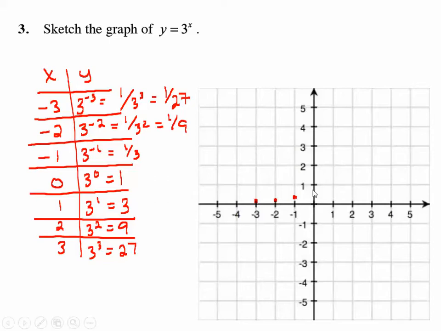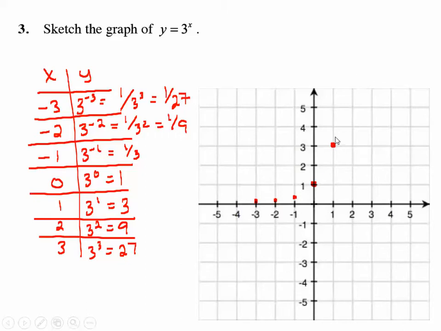Okay, 0 gives 1, that's the easy one. Finally some real numbers. So 1 gives 3, which goes up here. And 2 gives 9, whoa, that's all the way up there. I'm not even going to graph that one. All right, let's see if we can connect the dots.